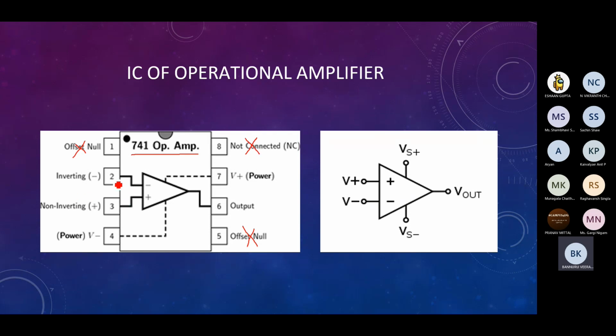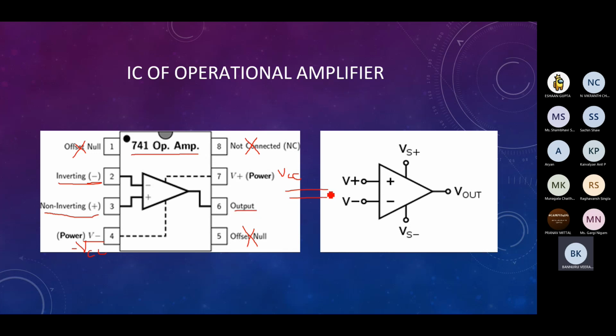And the remaining 5 pins are what we will actually be discussing. This is called the inverting terminal, the negative terminal, and the positive terminal is also called the non-inverting terminal. And this is the power supply negative terminal, also called minus VCC, and this is the positive power supply, that is VCC, and this will be the output pin.